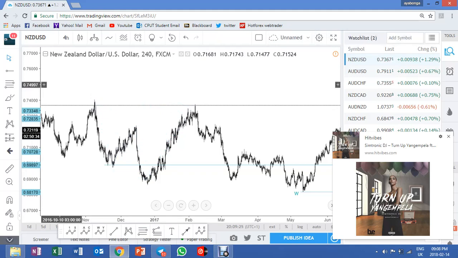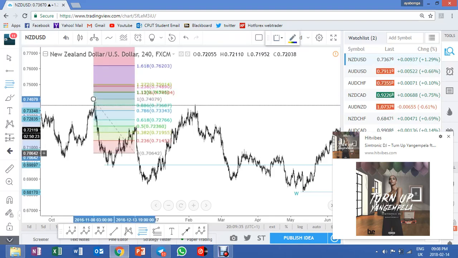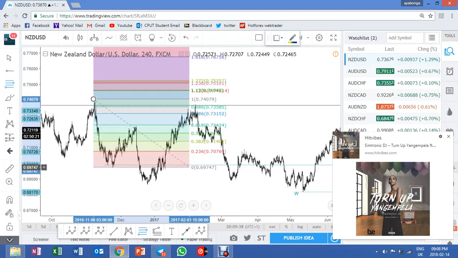So here, this is a cipher pattern, if you can spot it. You use this tool here, the Fibonacci retracement tool. And there you have your 50% retracement here. It didn't really touch your 61.8%. So we've got our valid point B.